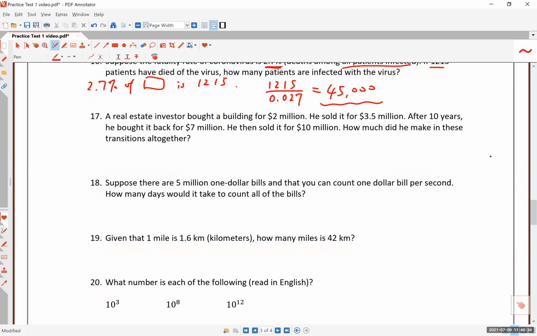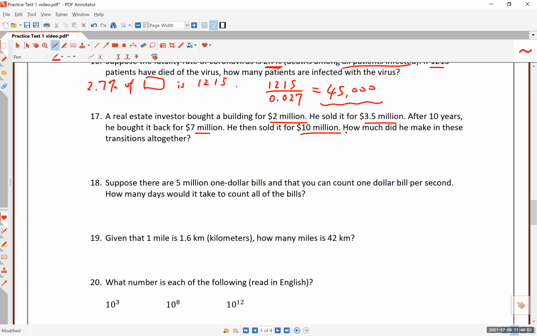Number 17, a real estate investor bought a building for $2 million. He sold it for 3.5 million. After 10 years, he bought it back for 7 million. He sold it for 10 million. How much did he make in these transactions altogether?